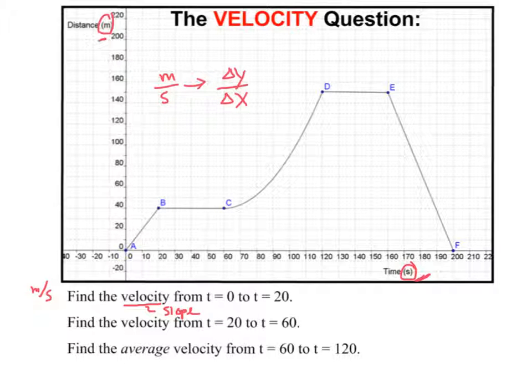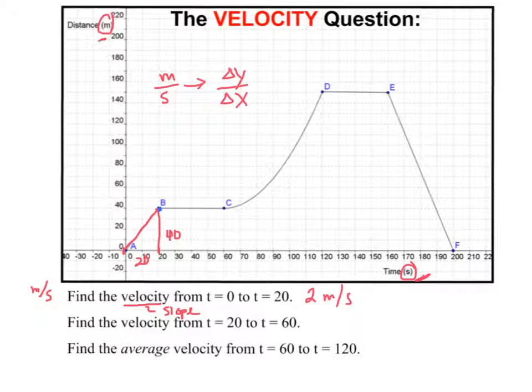Okay? So the velocity from 0 to 20, well, we're really just finding the slope. So, we could do this with points. We could just say, well, it went up 40 units and it covered 20. However you wanted to do it. But it does have a run of 20 and a rise of 40. So 40 divided by 20 would be 2 meters per second. So that's the velocity.